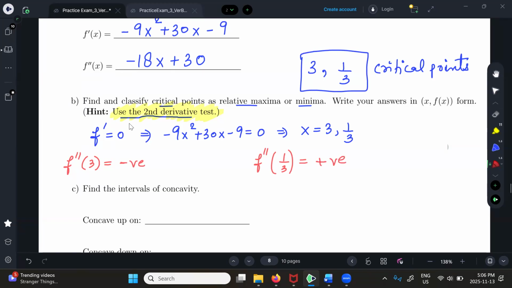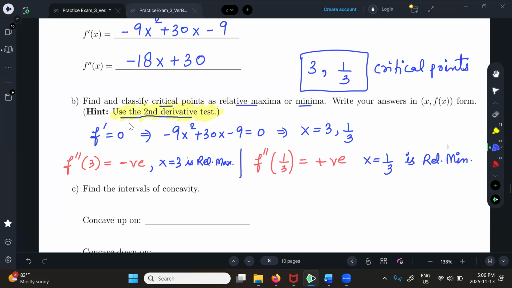What happens when second derivative is positive? It's concave up, right? It's a relative minimum. Good job. So second derivative test tells me that x equals 1 over 3 is a relative minimum. And what about this? x equals 3 is a relative maximum. You see how easy it is? With the second derivative, you already found the second derivative. All you have to do is plug it in. If it's less than 0, it's max. If it's more than 0, it's min.